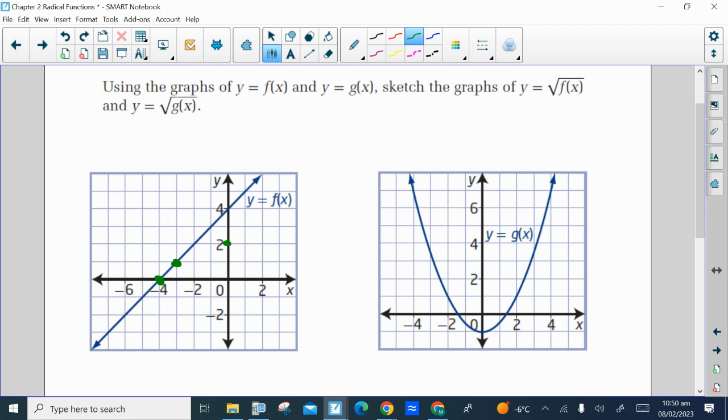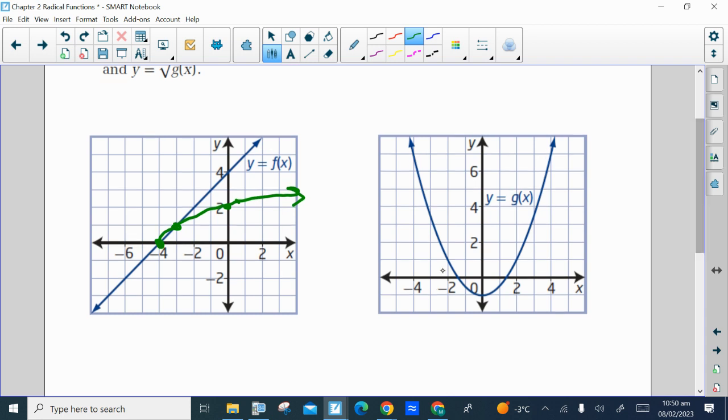Remember, between the invariant points, the new graph is slightly above the original. After that, it'll be below. So there's the graph of the radical function. For the second one, we have 4 invariant points, 2 where y is 0 and 2 where y is 1. Between the invariant points, the new graph is slightly above. After that, it's below.